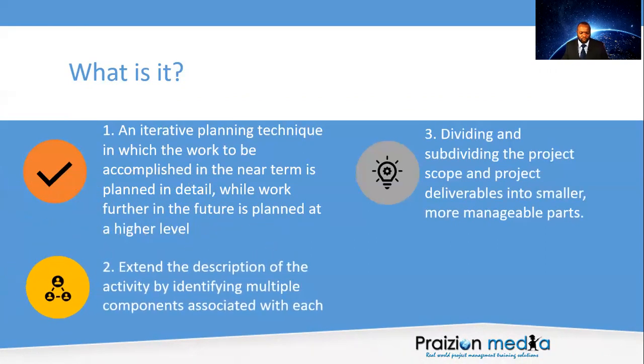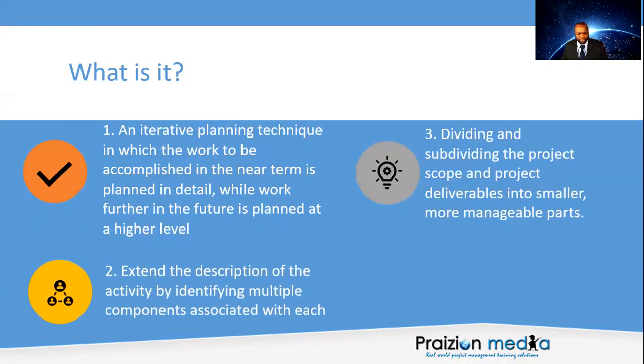Here is the next one. Extend the description of the activity by identifying multiple components associated with each. What do we call it? If you guessed AA, you're correct.